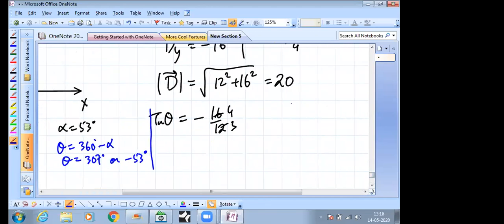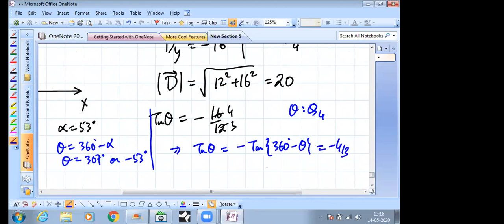So theta is in quadrant 4. So I would substitute tan theta as minus of tan of 360 minus theta, and that is minus 4 by 3. So this would tell me that 360 minus theta is 53 degrees, or same thing, that theta is 307 degrees.